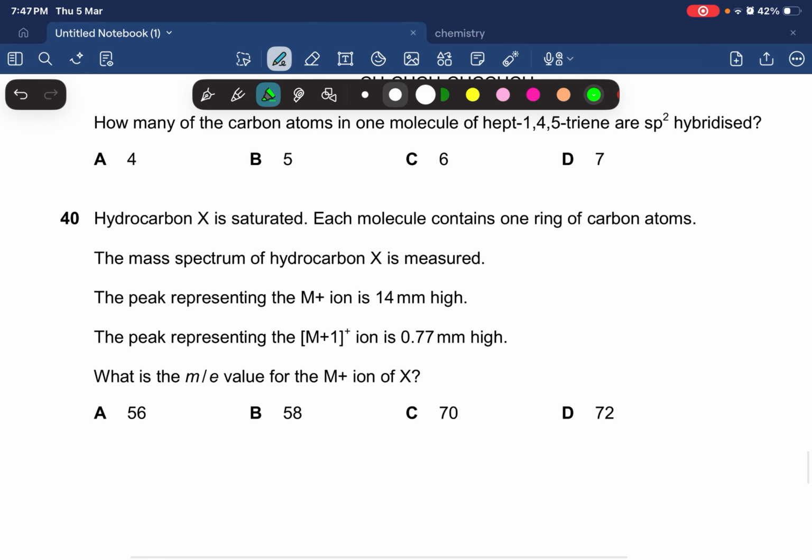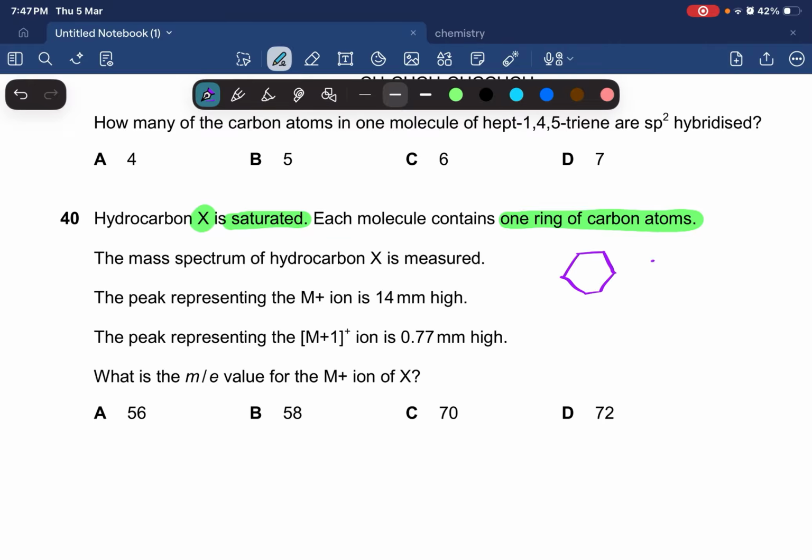So here we go. Hydrocarbon X is saturated. Saturated means that it's going to have only carbon-carbon single bonds. Each molecule contains one ring of carbon atoms. So we're dealing with compounds that have rings. So maybe it's a 5 ring, a 2 ring, a 3 ring, a 4 ring. I don't know what kind of ring it is, but it's a ring. The mass spectrum of hydrocarbon X is measured.